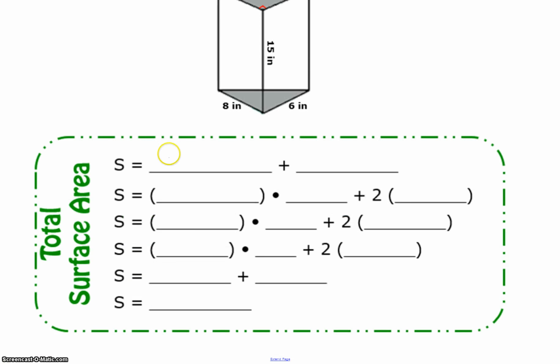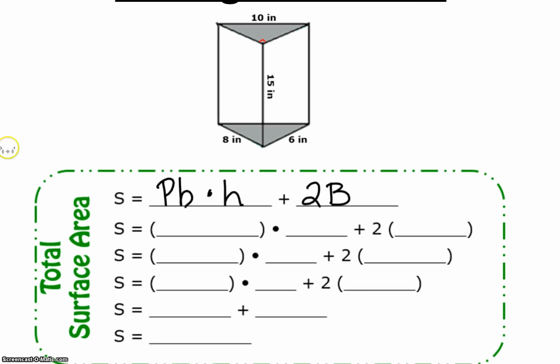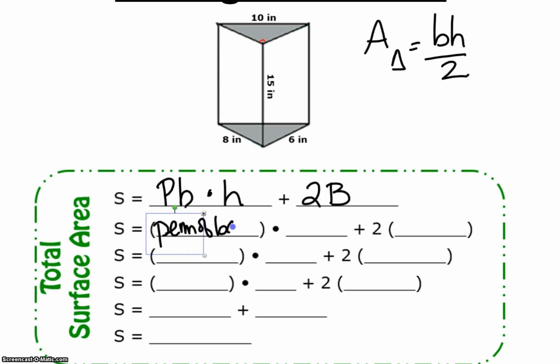So we have perimeter of the base times height plus 2 times the area of the base. Something you need to remember is the area of a triangle is base times height divided by 2. You can find that on your math chart. Okay, so perimeter of the base times height, area of the base.